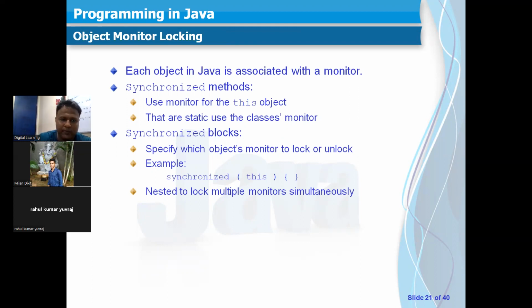Here we are using two types of things: a synchronized method, which uses the monitor of this object, and a synchronized code block. So in two ways we use it here: one is a synchronized method and one is a synchronized code block.